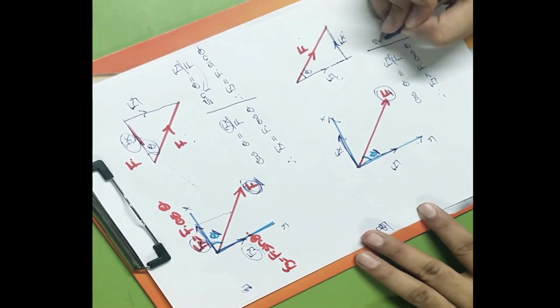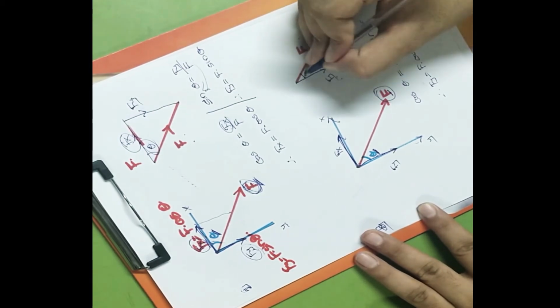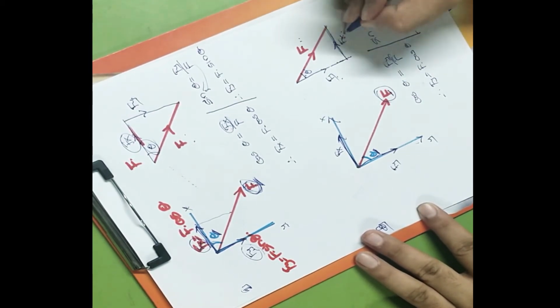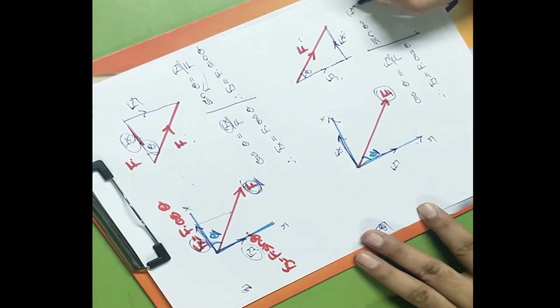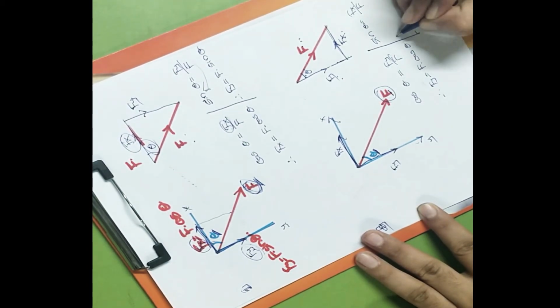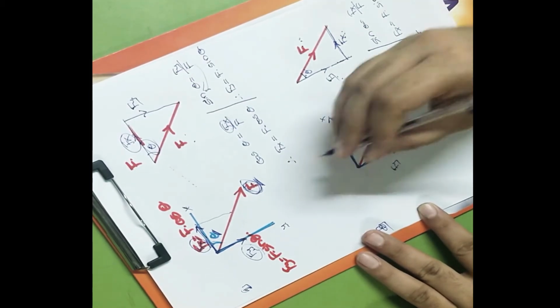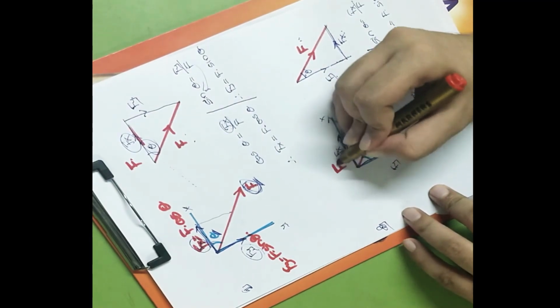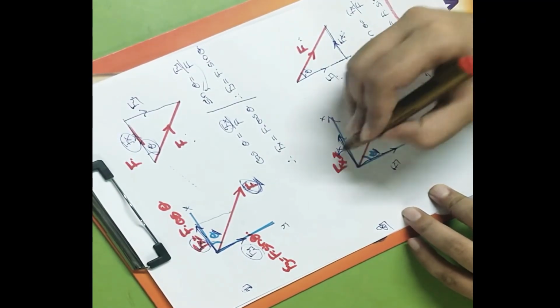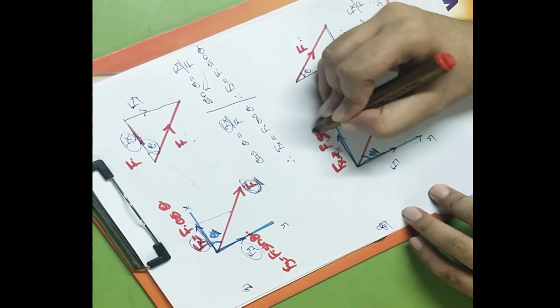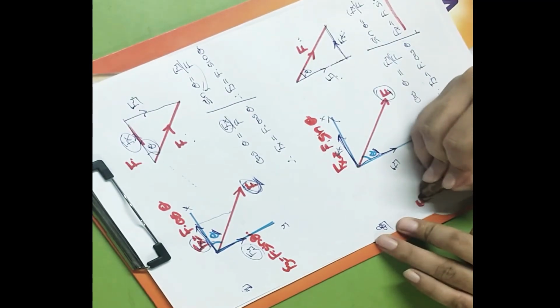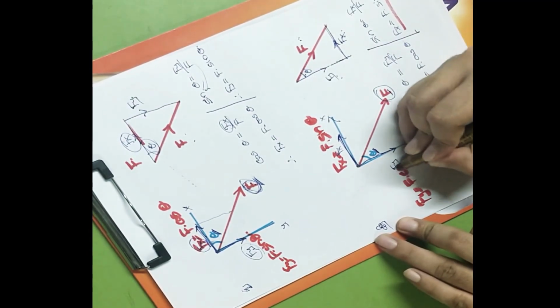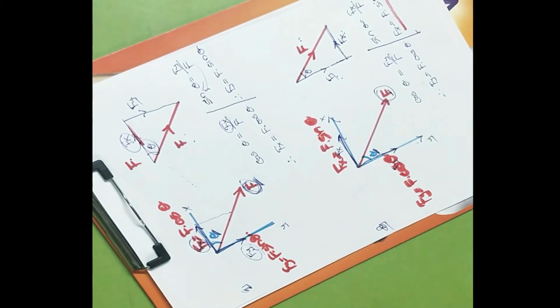And now when I'm going for sin theta, sin theta will be Fx upon F, that is opposite upon hypotenuse, so Fx upon F. So I can say that Fx is equal to F sine theta. To show over here, this time Fx is F sine theta, and hence Fy is equal to F cos theta.